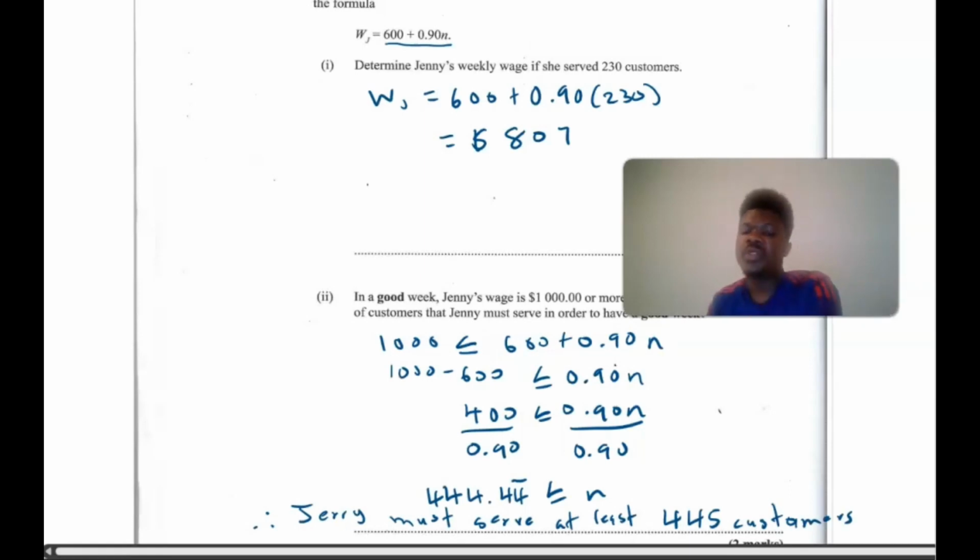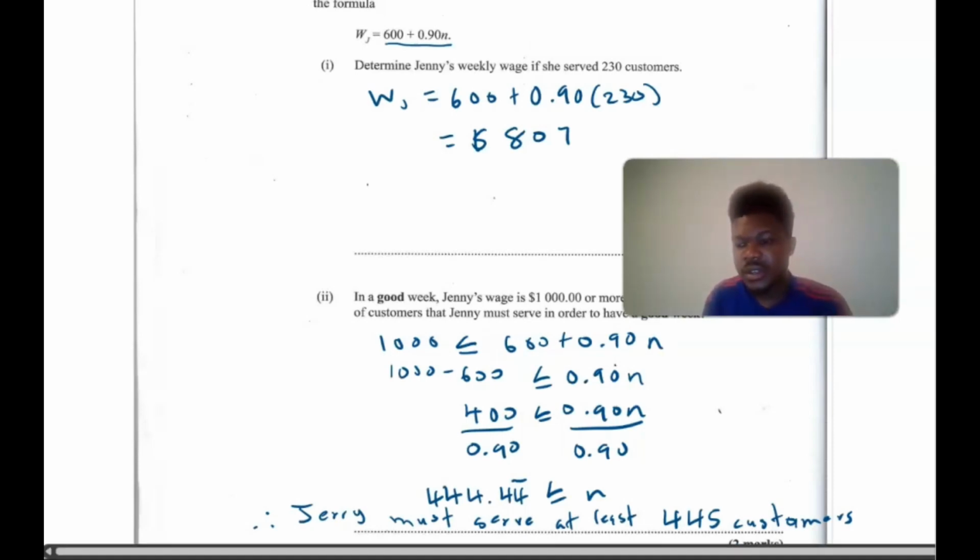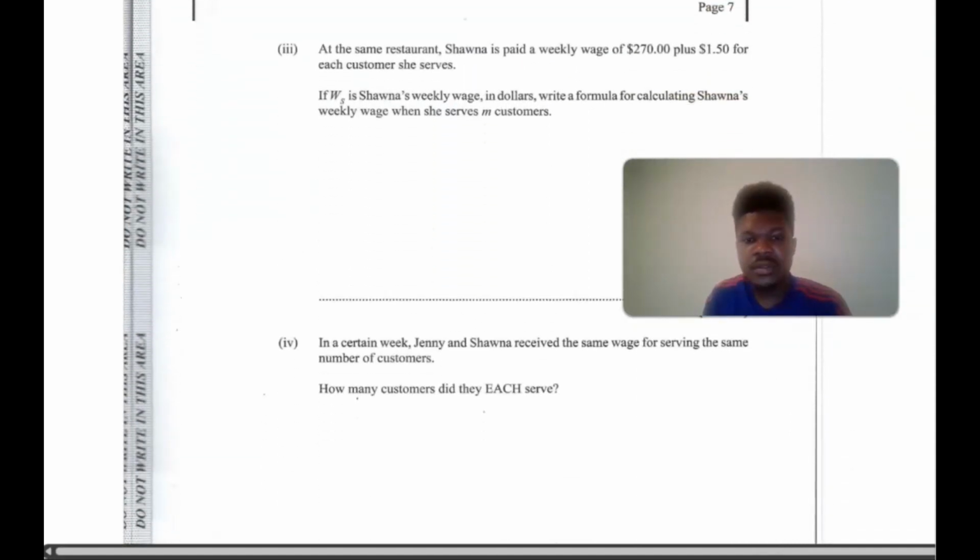In this case we have to round up, because if she serves 444 and we round it down, she's not going to make enough money. If we enter 600 plus 0.9 times 444, we're going to get $999.60. She'll still be short, so it has to be 445. All right, so let's go.